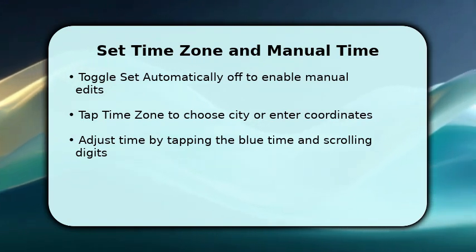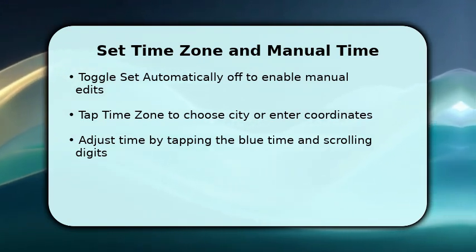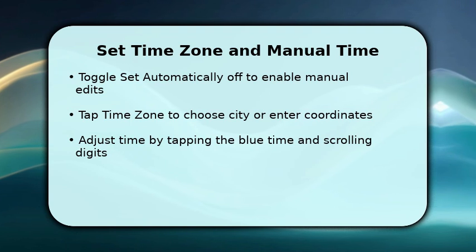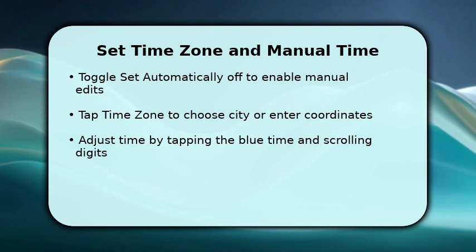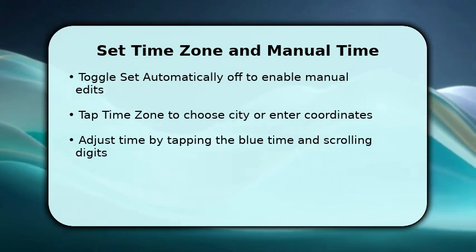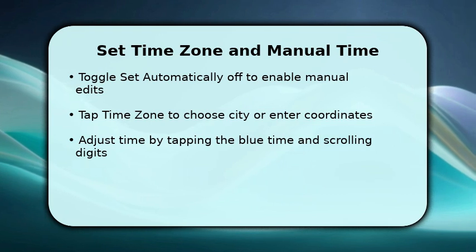First, tap Time Zone and type a city or region to pick the proper offset. This ensures calendar and reminders align. Then tap the displayed time to enter manual mode. Scroll hours and minutes precisely, and use AM/PM when relevant.